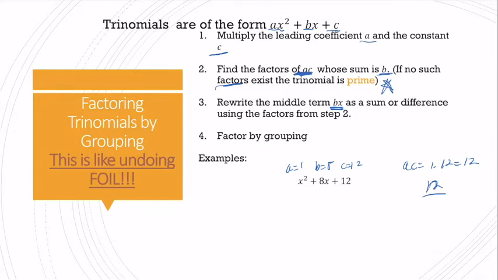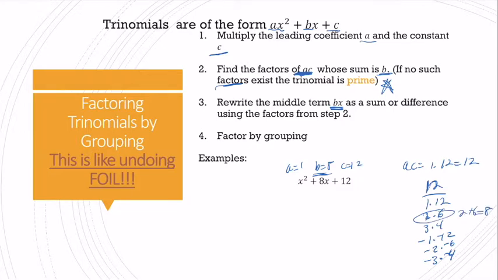Now you may already know the answer, but I'm going to write all the factors of 12, right? I could have 1 and 12, 2 and 6, 3 and 4. I could also have -1 and -12 because 2 negatives make a positive, -2 and -6, and -3 and -4. So of these, the only factors that would add up to B, which is 8, would be 2 and 6 because 2 plus 6 is 8.